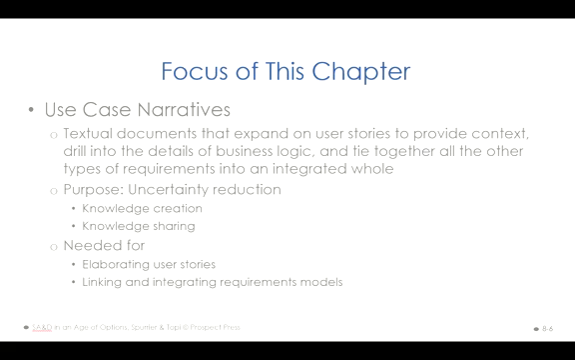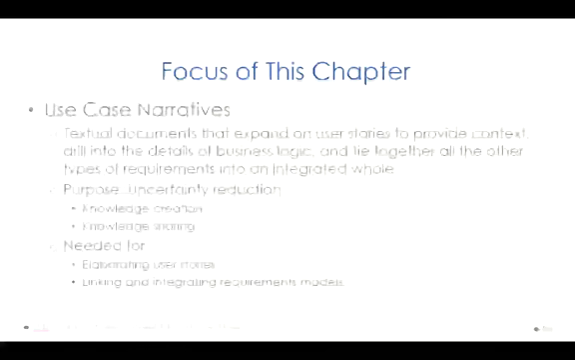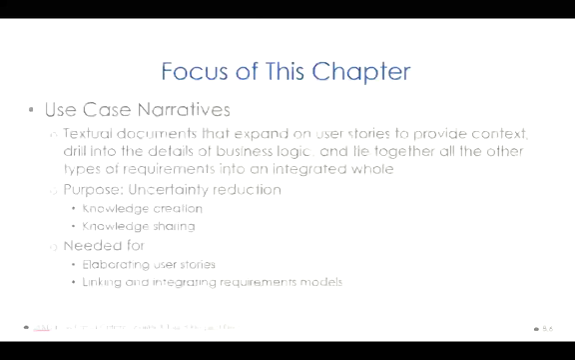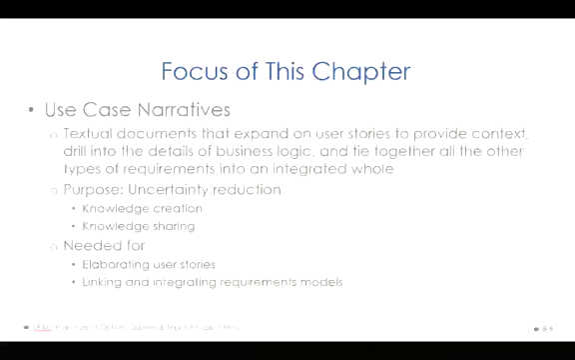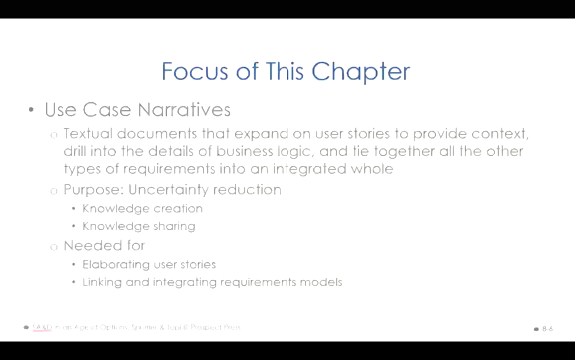The official definition of a use case narrative is a textual document that expands on the user story to provide more context and more detail on the business process logic, and puts together all types of requirements into an integral whole. And of course, the keyword here is requirement. You have to identify the important activities or tasks required to be built into either your business process or information system.